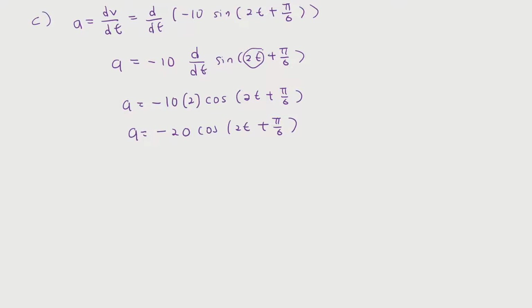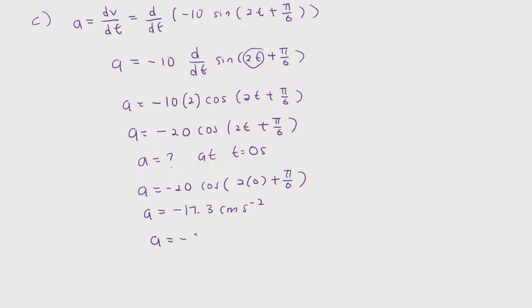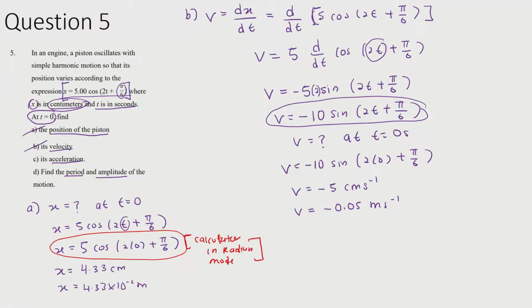So, now, are we done? Not yet. Because the question asks for the acceleration at t equals 0 second. So acceleration equals negative 20 cos(2(0) + pi/6), which will give you the answer of negative 17.3 cm s^-2 or negative 0.173 meter per second squared. Yep, we are done with question C. Now let's look at question D.